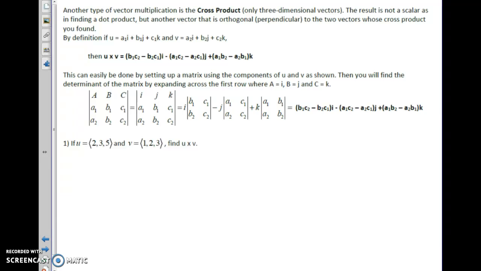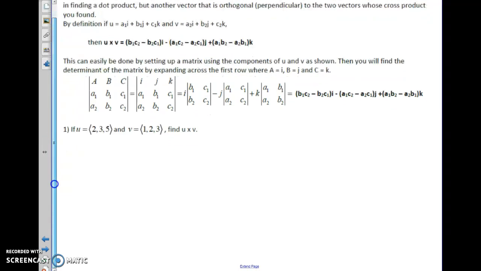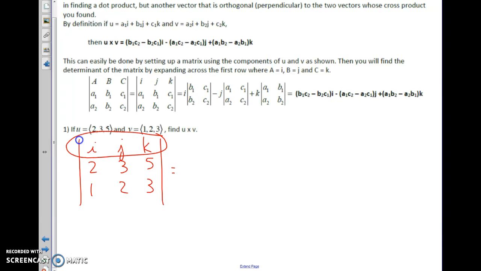The cross product algorithm is very much like finding the determinant of a 3 by 3 matrix. We're going to set up a 3 by 3 matrix where the first row is i, j, k. The second row is the components of the first vector, and the third row is the components of the second. Remember, we're going to expand across the first row.